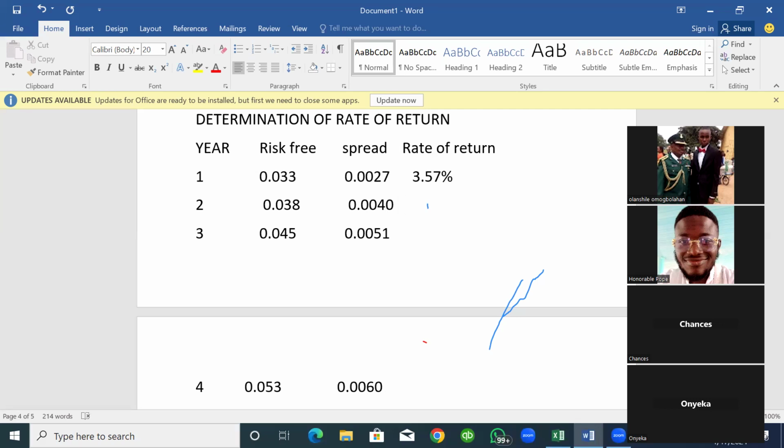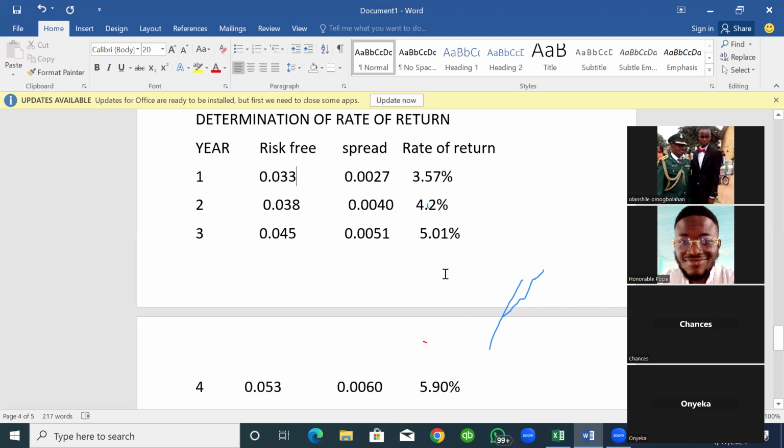4.2%. Third year, 5.01%. In the fourth year, 5.90%. So this rate of return now, this is what we go and use for our yield.